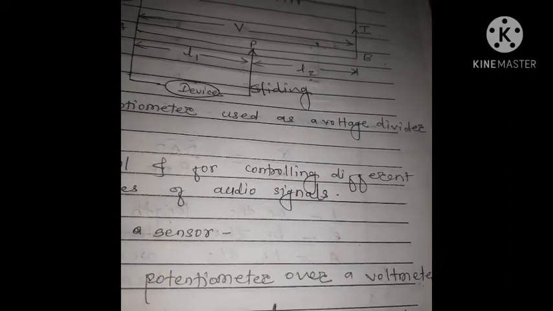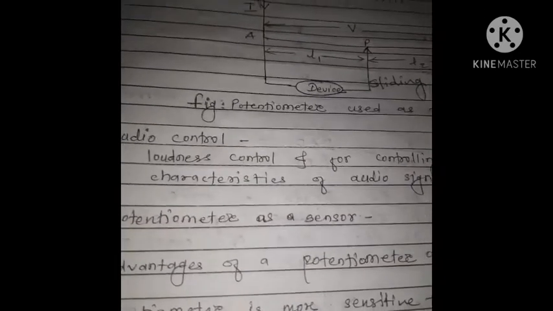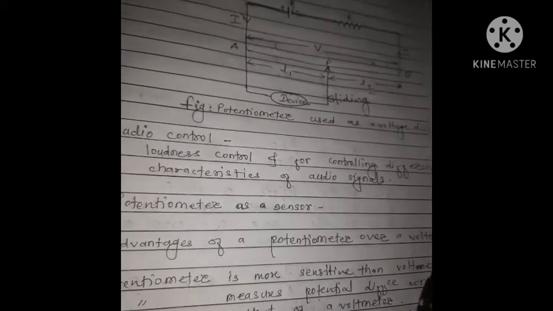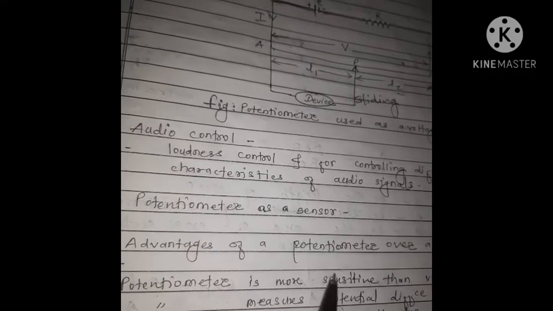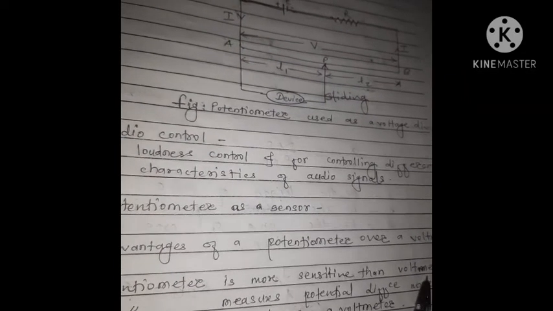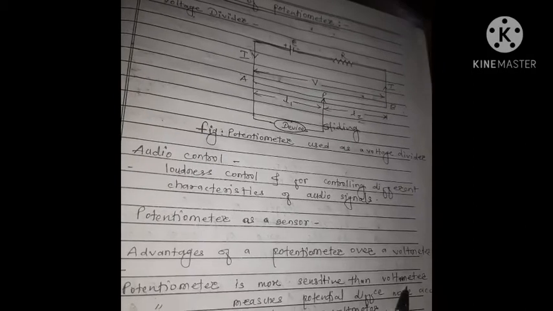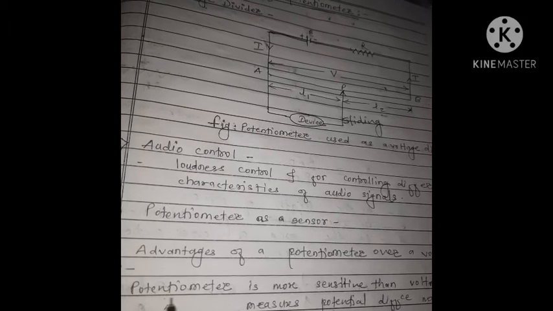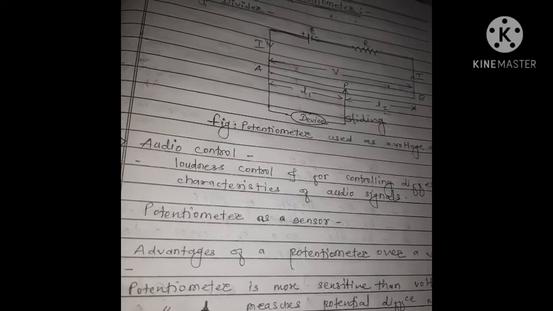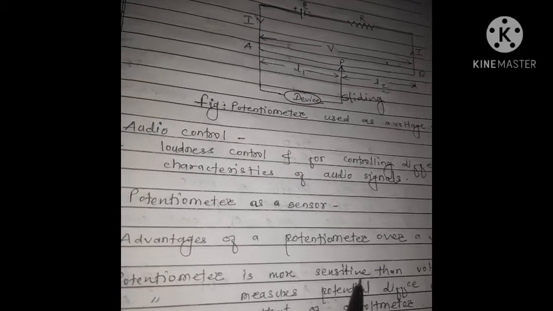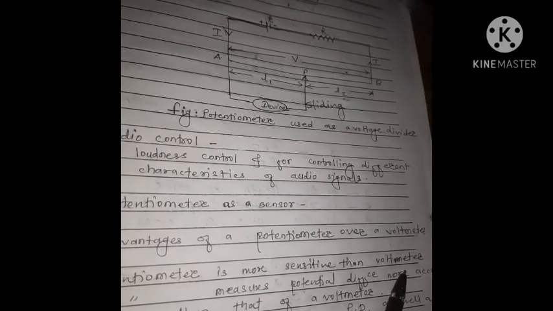Okay, so a potentiometer is more sensitive than the voltmeter. The sensitivity of the potentiometer is more compared to the voltmeter. This means that even a small value of voltage or potential can be measured by the potentiometer. So the sensitivity of the potentiometer is more than the voltmeter.